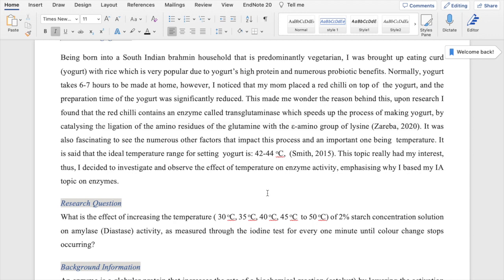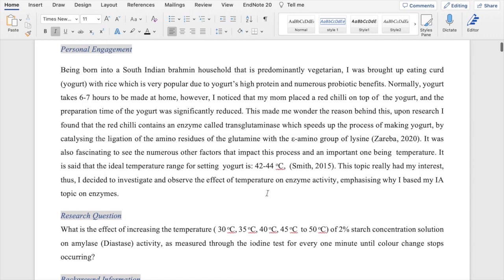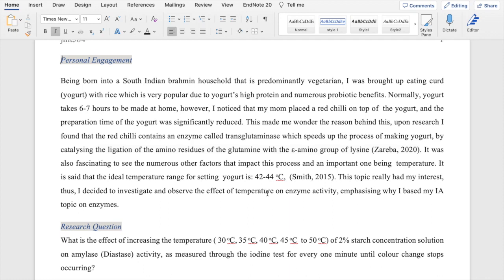My essay was basically about enzymes and how increasing the temperature of a 2% starch concentration solution of amylase affected the test for iodine. So it was: if I increase the temperature of my starch concentration, would it affect amylase's activity? So would it affect enzyme speed, enzyme reaction? And that was measured through an iodine test for every minute until color change stopped occurring.